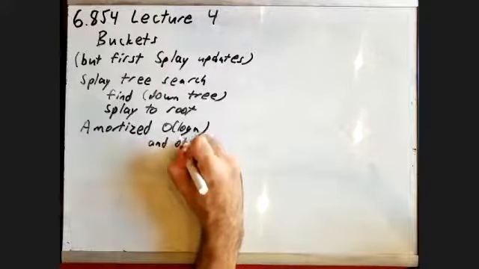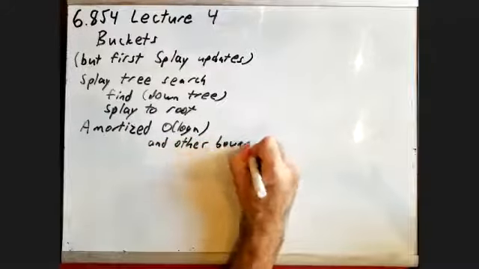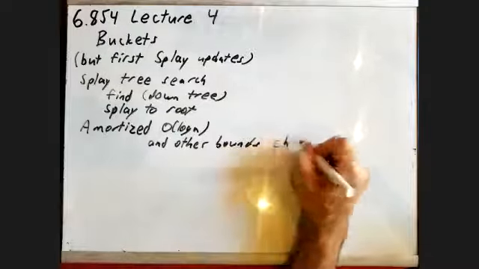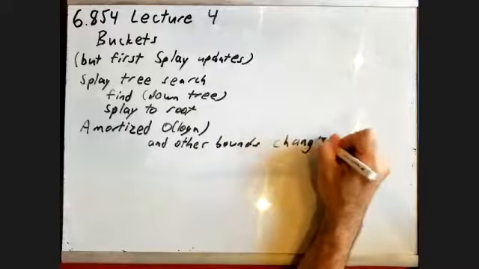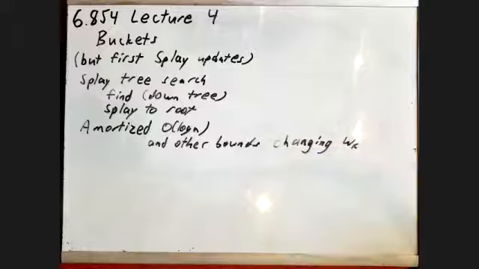We also showed lots of other bounds simply by changing the potential function that we use, changing the W, the weights that we associated with the different nodes, right? So that's what we did last time.